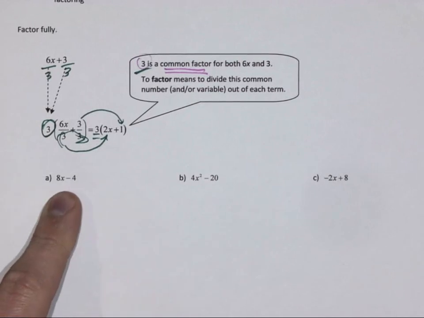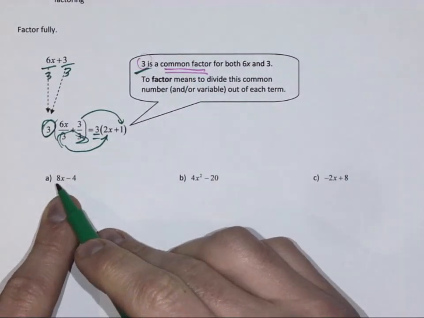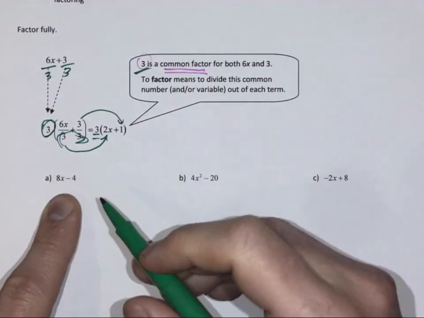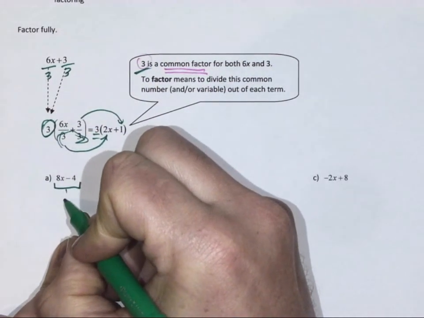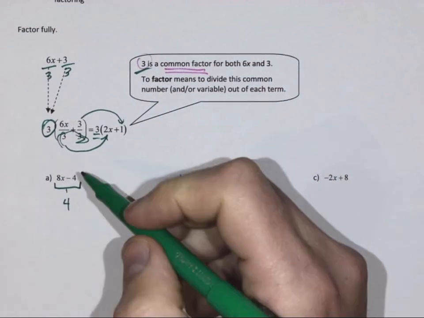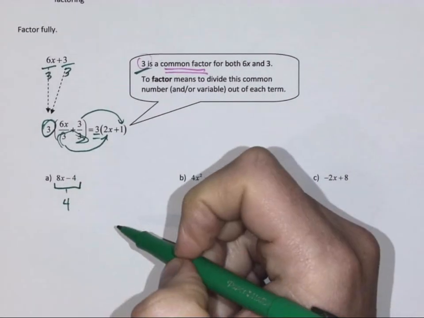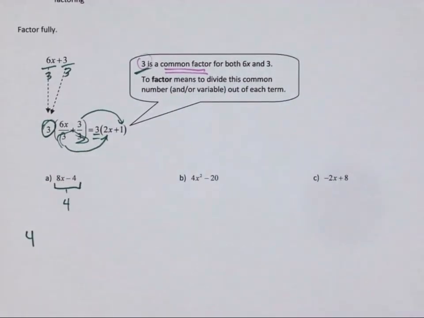So let's try it here. 8x and -4. I'm looking for a common factor. What number can go into both 8 and 4? And I want the biggest one possible, and I'm going to say that is 4. So by showing it that way, I'm saying that I am factoring out 4, or I'm dividing each term by 4. So that 4 doesn't disappear, it goes in front.